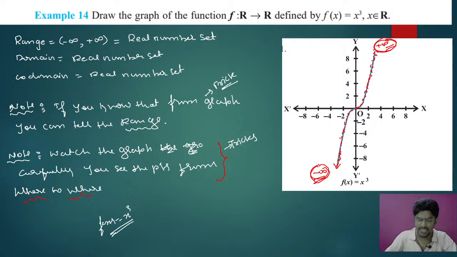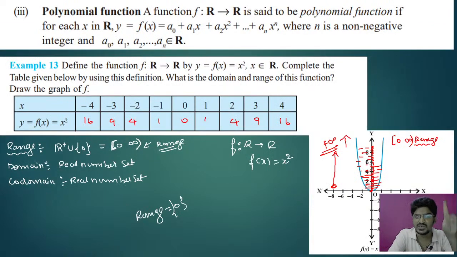So now I have seen the graph. From that I can tell the range is from minus infinity to positive infinity. That is real number set. Okay. So I think you have understood this polynomial function f of x equal to x cube. For f of x equal to x cube, the range is real number set. For f of x equal to x square, the range is closed at 0, open at infinity.